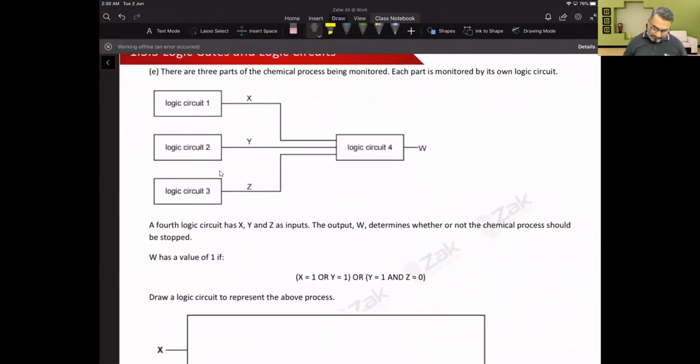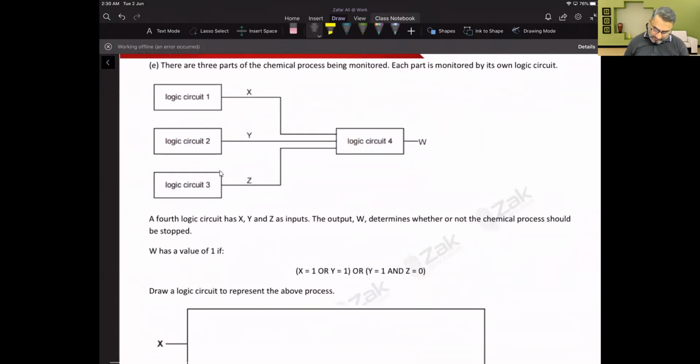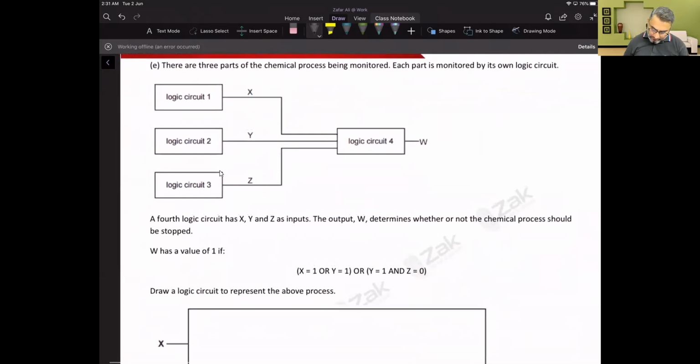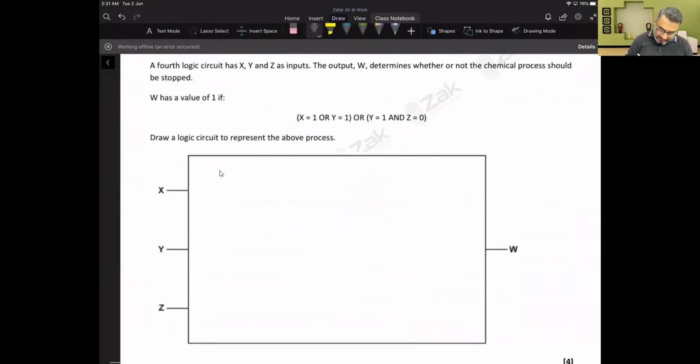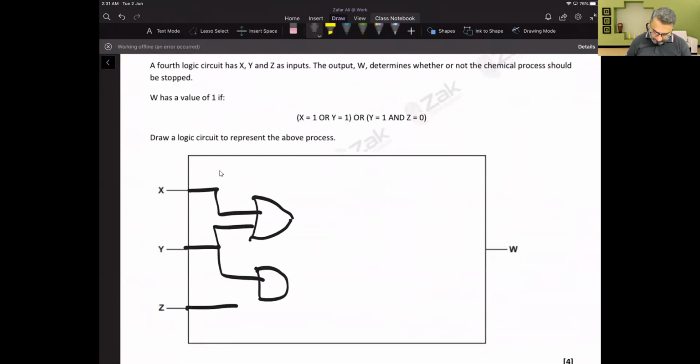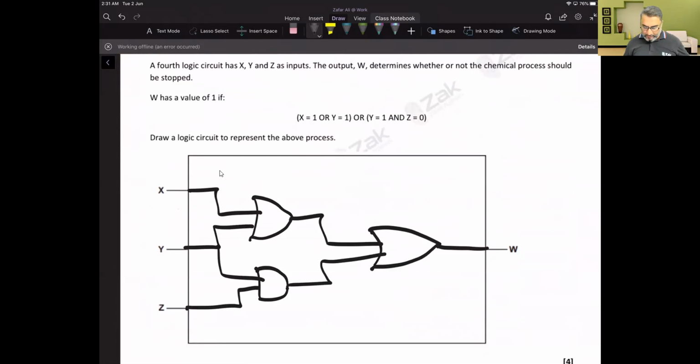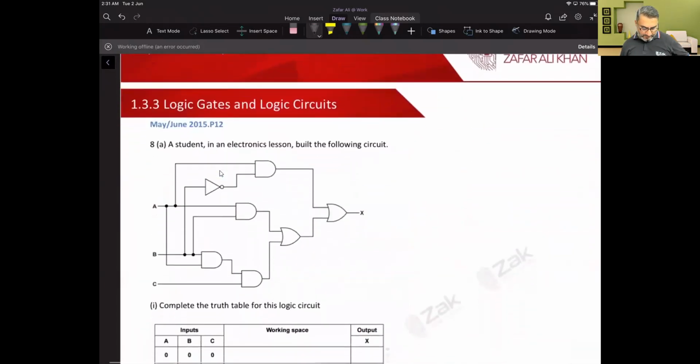So now X or Y, or Y and Z, X or Y and Y and Z, or. This all becomes easy if you practice.